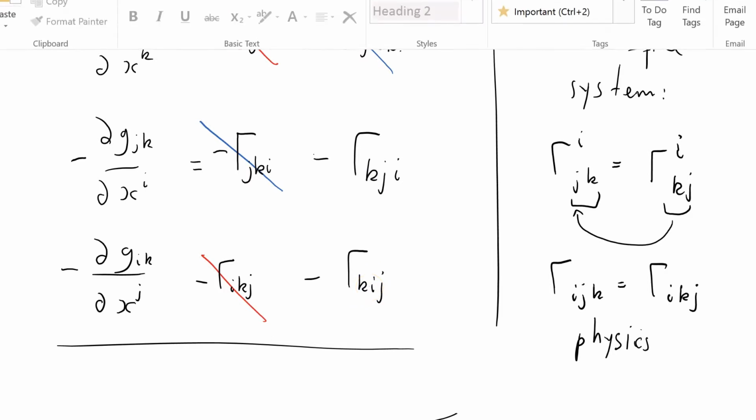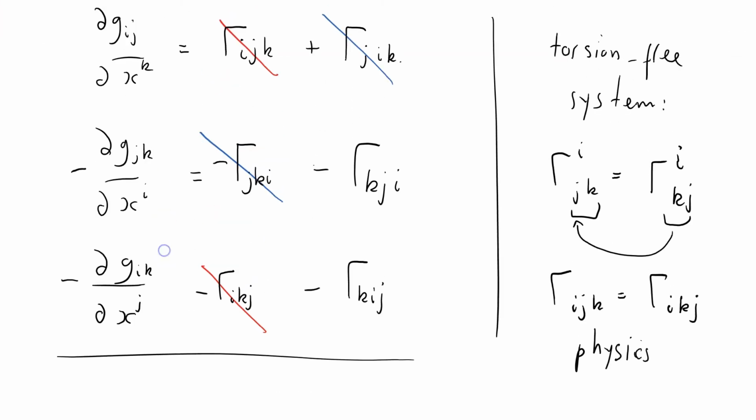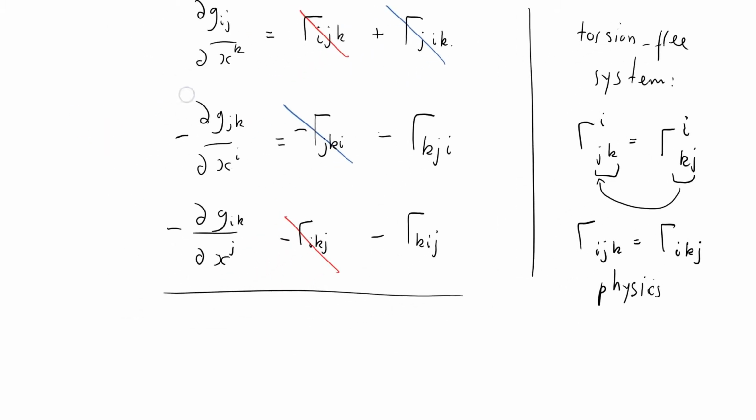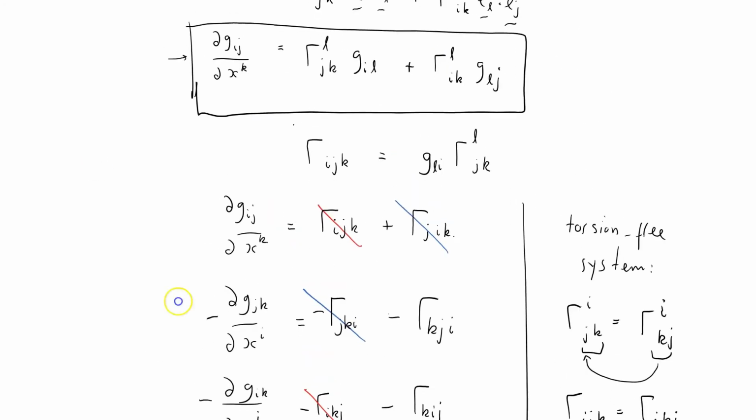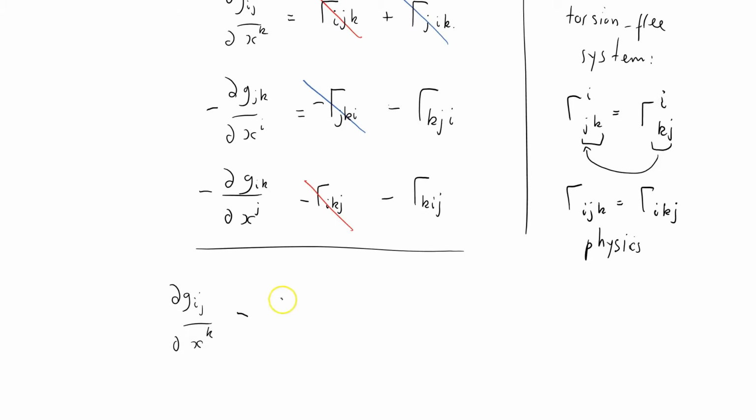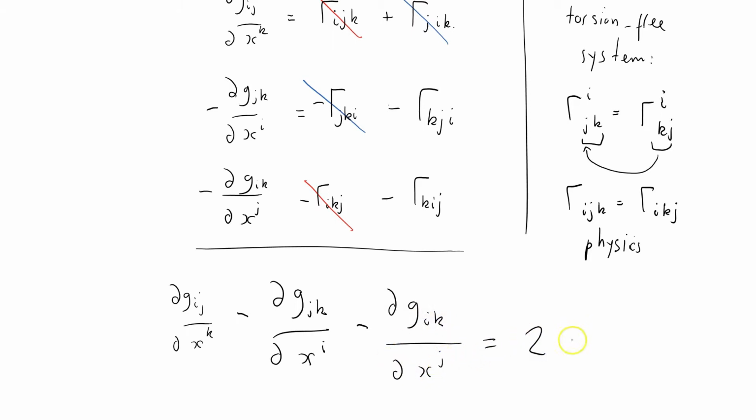So let me just go back to black. Here we are. I'm just going to add all those three equations together. So I've got di Gij by di xk, which is this term here, minus di Gjk by di xi, which is that term there, minus di Gik by di xj equals 2 gamma k ij, because these two here are equal.